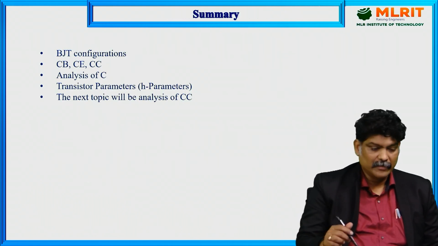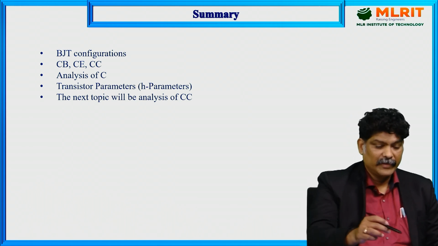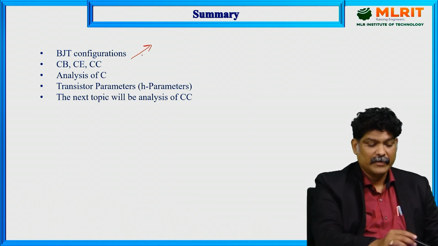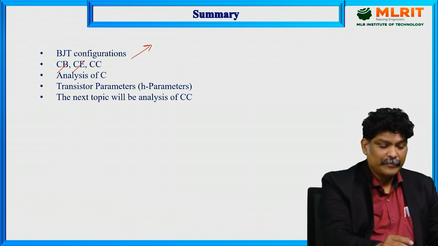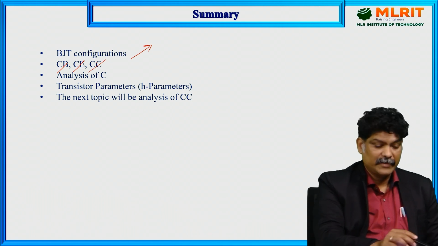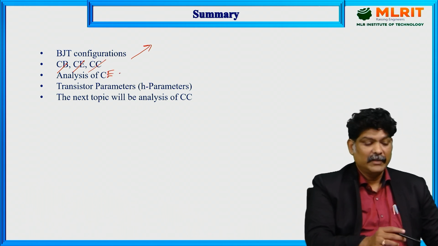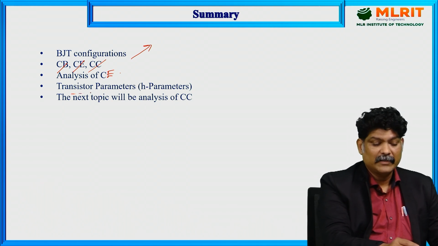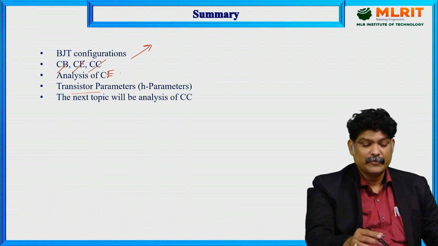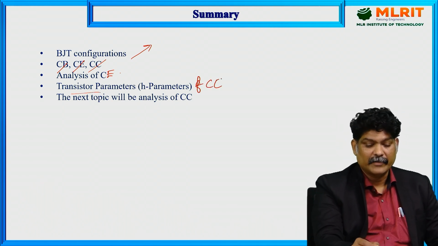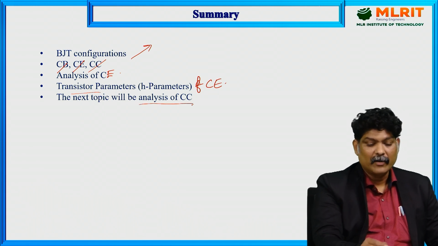So let us conclude for today's session. We started with BJT configurations: common base, common emitter, and common collector. We analyzed the common emitter configuration and then saw the different transistor H parameters of the CE configuration. The next topic will be analysis of CC.